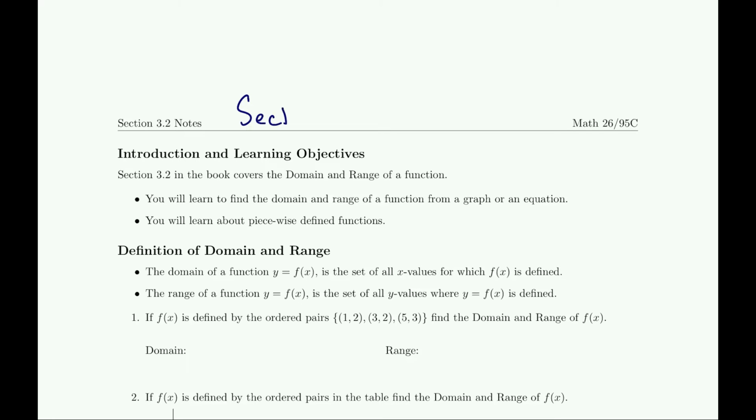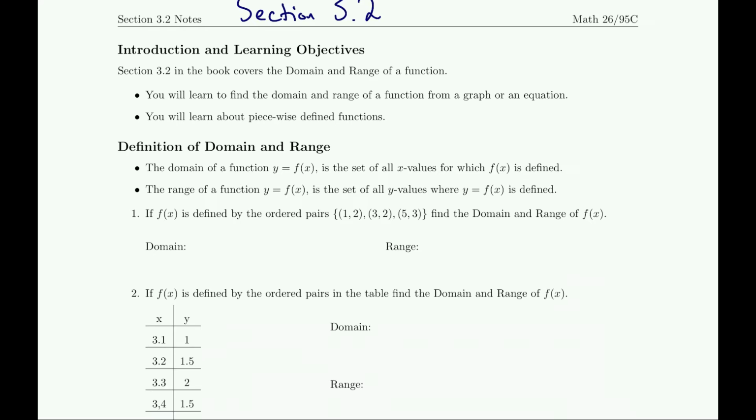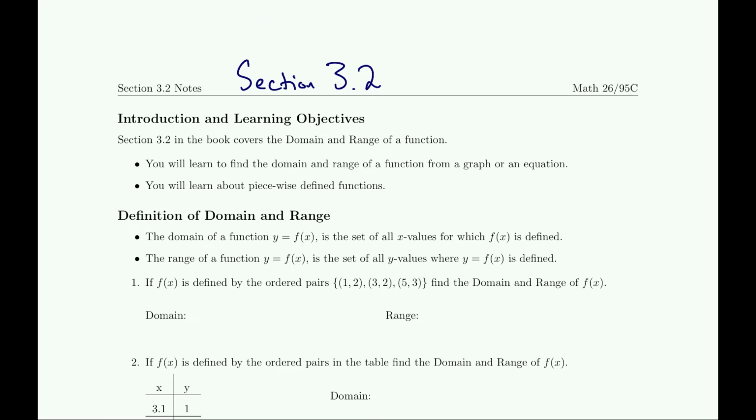It says that on the screen, but small, so I'll rewrite it. Section 3.2. Now, I think what we're going to do is break this apart into two lectures. Hopefully we'll get through half of these notes in this first video and then half in the next video. So let's say that this is part one. I guess I could change my mind before we get to the end. We'll see. Anyway, with that being said, let's go ahead and get started.